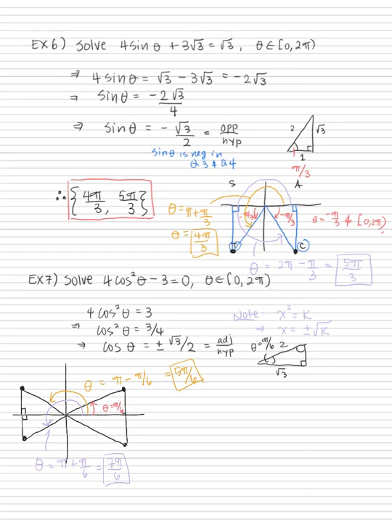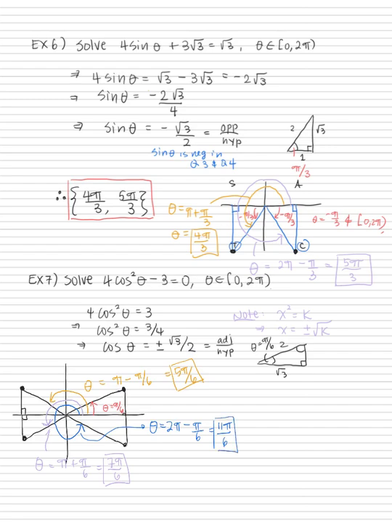Okay, so the next one, let's go from here all the way to here. So that angle, I'm going to bring it over here. That angle theta can be determined by what? 2 pi minus pi over 6, which is 11 pi over 6.